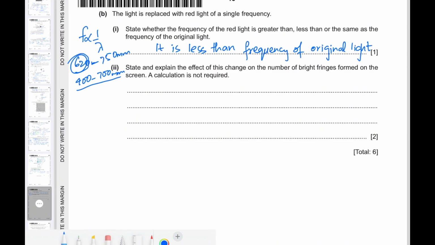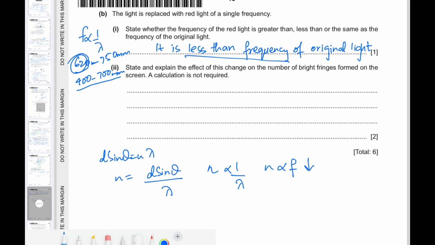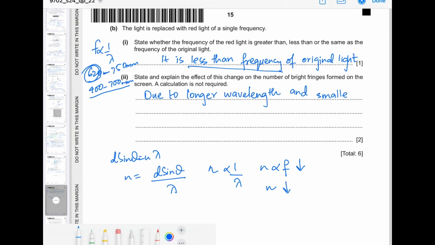State and explain the effect of this change on the number of bright fringes formed on the screen. A calculation is not required. Again, we'll recall the formula: d sine theta is equal to n lambda, where the number of fringes on the screen is equal to d sine theta divided by lambda. So that means the number of fringes is inversely proportional to wavelength, and it's directly proportional to the frequency. If the frequency of red light is smaller, that means the number of fringes must also be smaller.